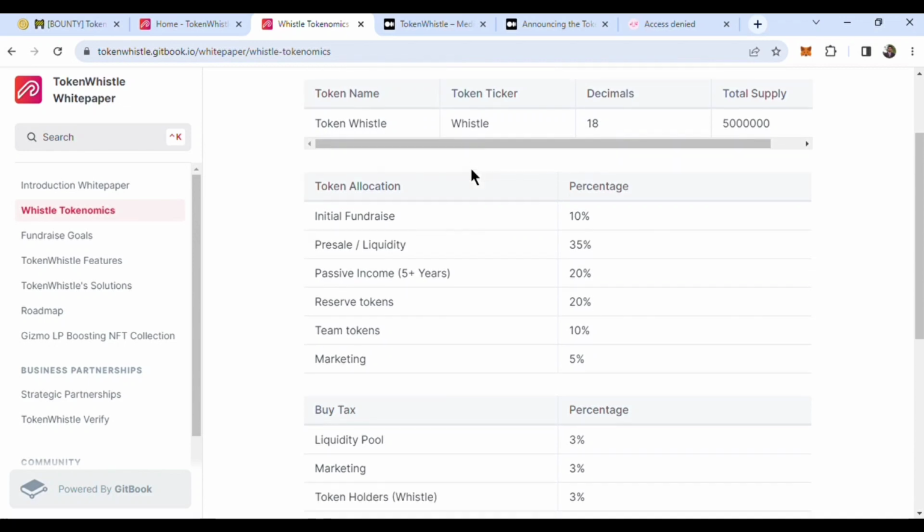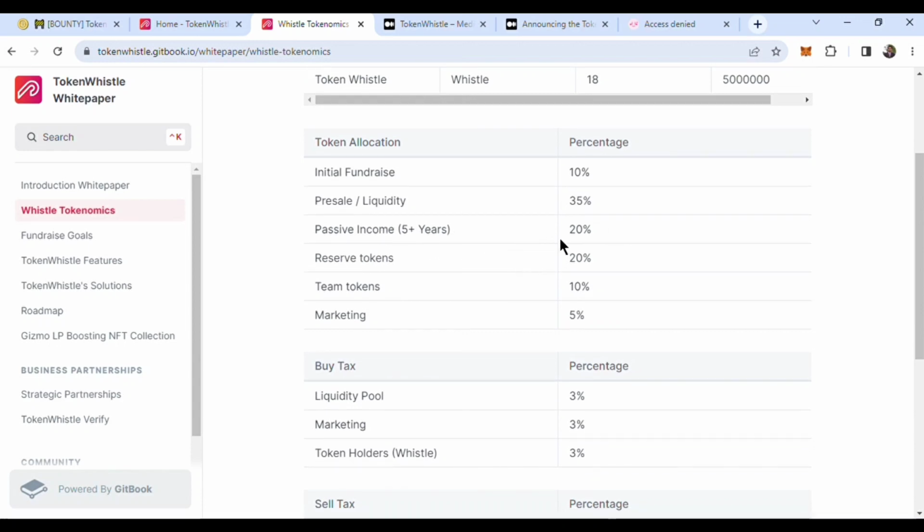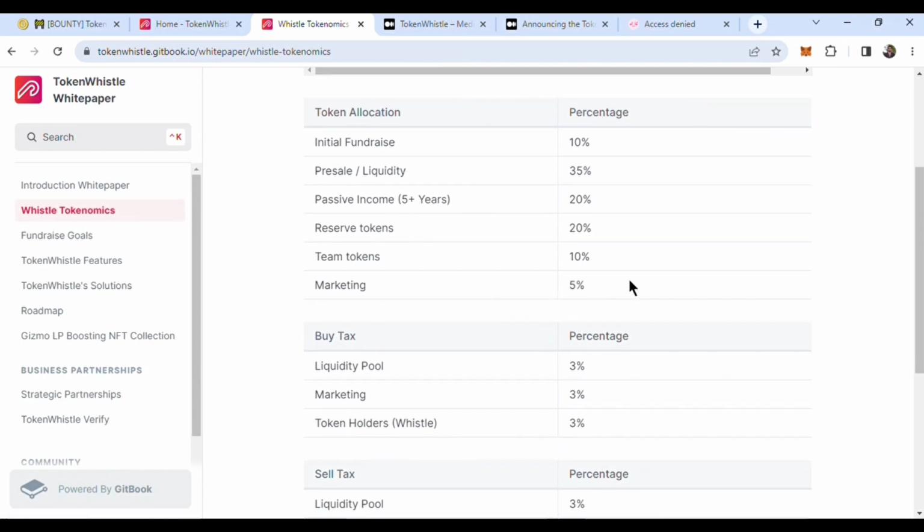Now we will learn about the token allocation. The initial fundraise is 10% of the tokens, pre-sale will be 35% of tokens, and passive income for 5-plus years will be 20% of tokens. The reserve token is 20%, team token is 10%, and for marketing 5% of tokens will be invested.